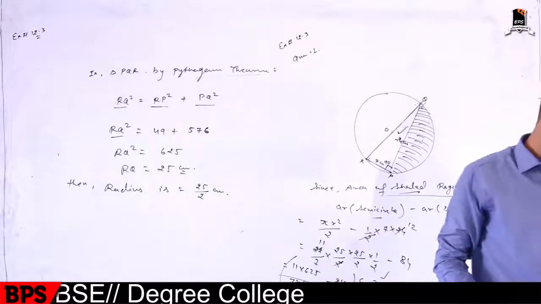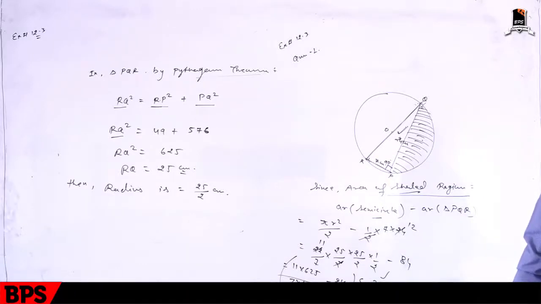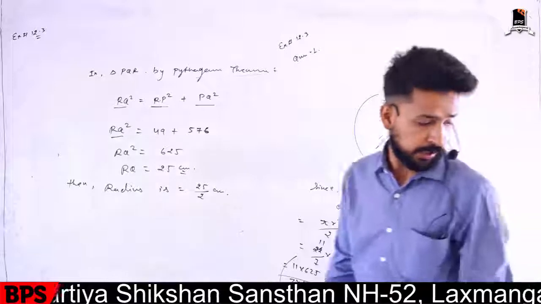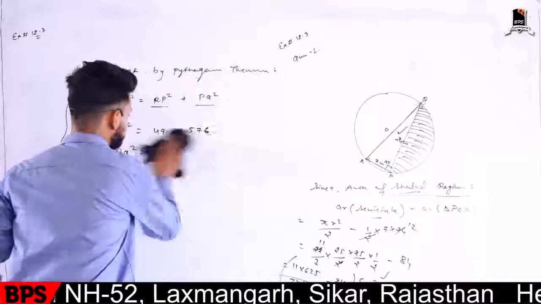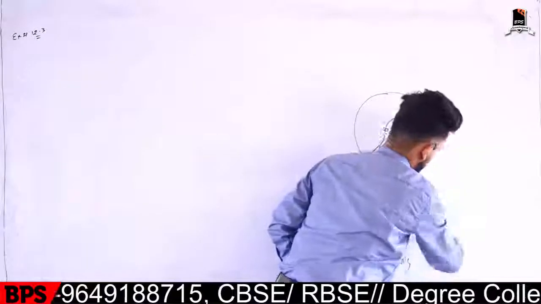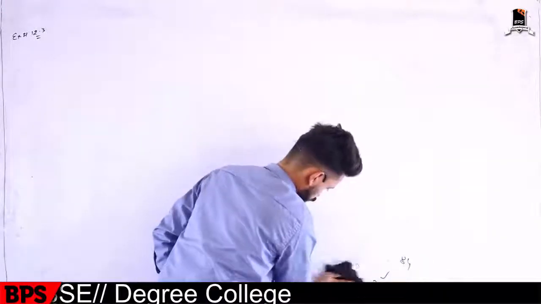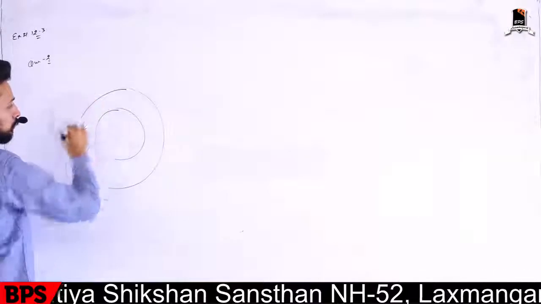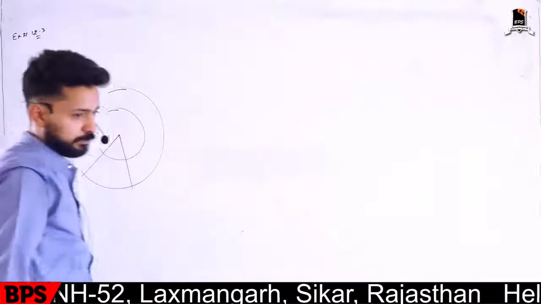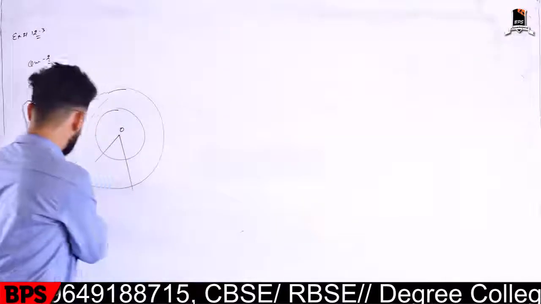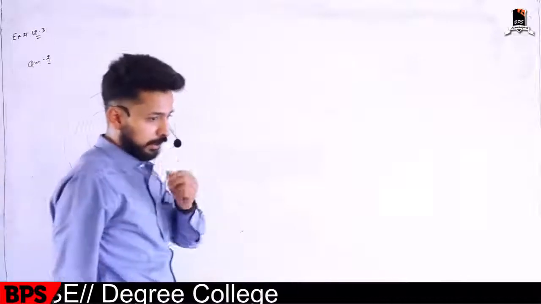Now question number second. Find the area of the shaded region in the figure, where the radii of two concentric circles with center O are 7 centimeter and 14 centimeter respectively, and angle AOC is equal to 40 degree. There are two concentric circles with common center O, and points are A, B, C and D. Find the area of shaded region.